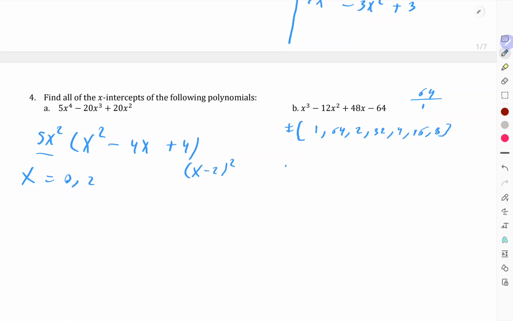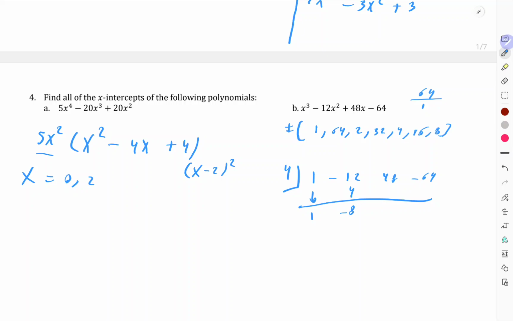We got 4, right? And we put in just normal 4. Let's try it. We got 1, we got negative 12, we got 48, we got negative 64. We're going to do this as many times as we need, as long as we find a factor.